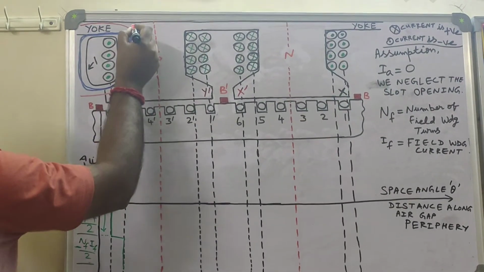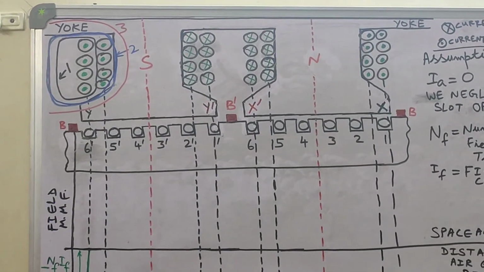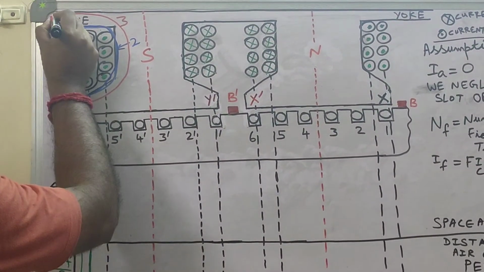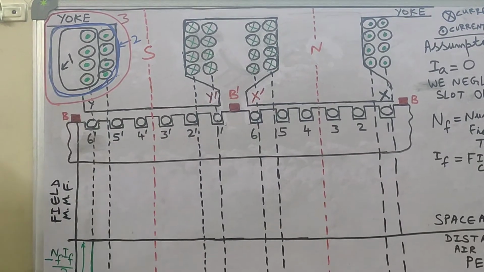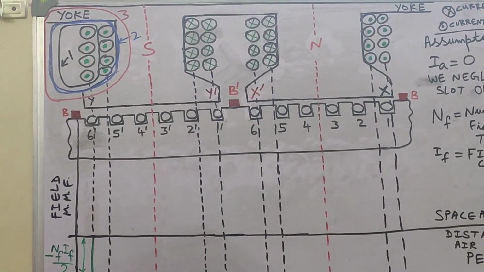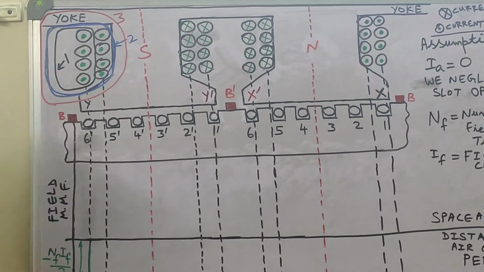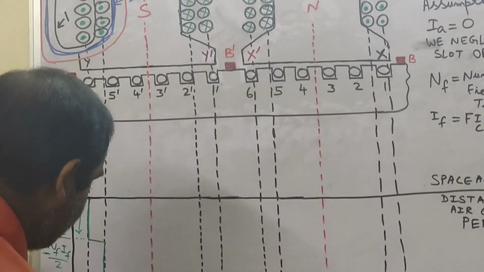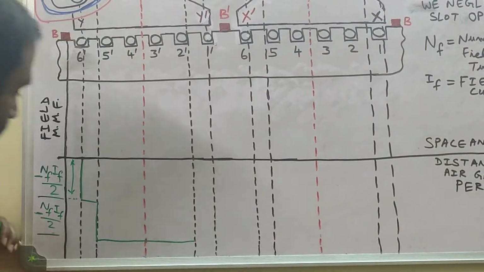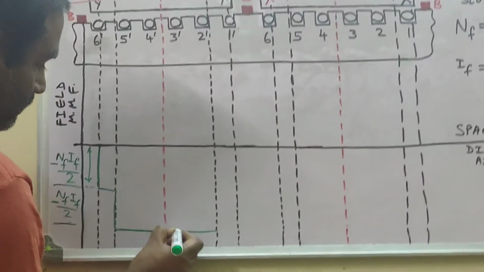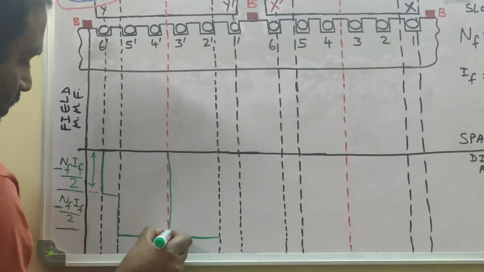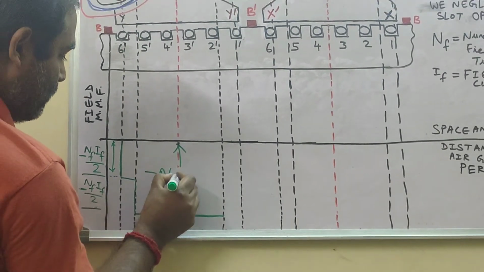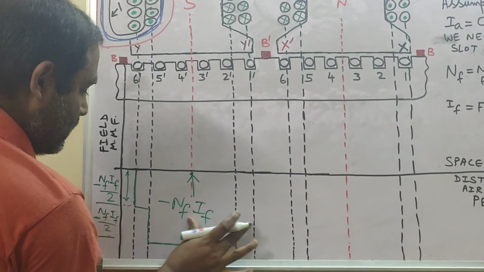In path number 3, the current enclosed is the same, it's not changing. NF into IF, NF into IF, okay? Likewise, in path number 4 also you will find the same thing, same conductors, NF into IF. So that's why up to this point it will be NF into IF. This one. So this is how much? This is minus NF into IF. Okay.